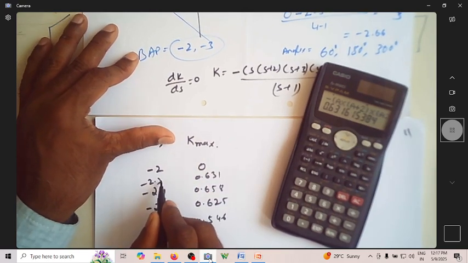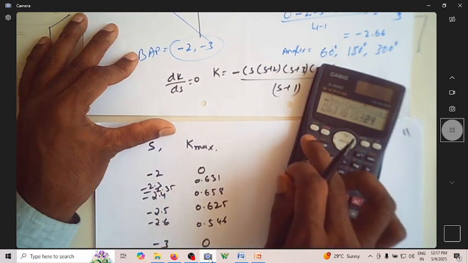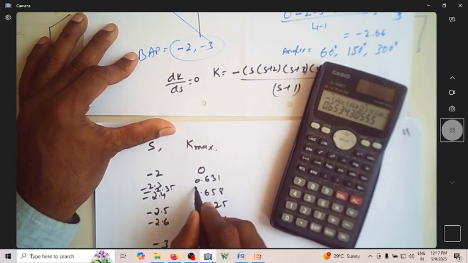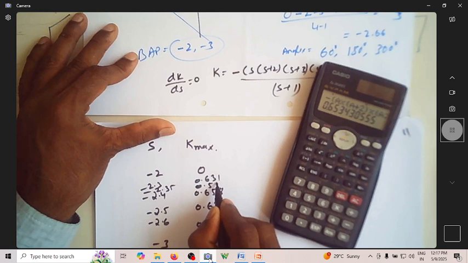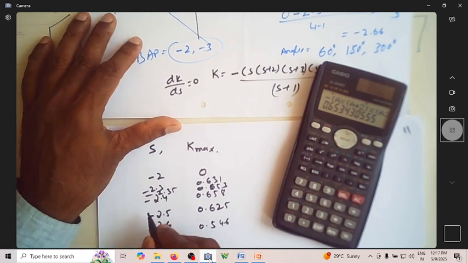So let me give a value in between this, which is minus 2.35. So minus 2.35, it is 0.5653. Maybe for minus 2.4 itself, or let me give minus 2.45.